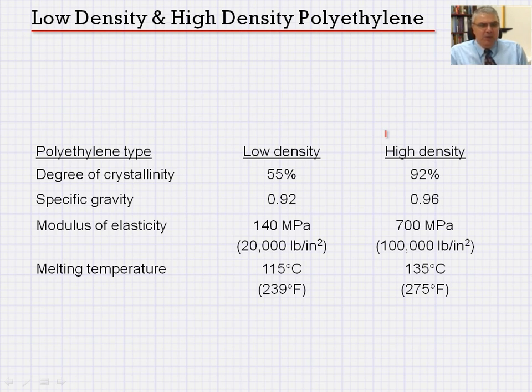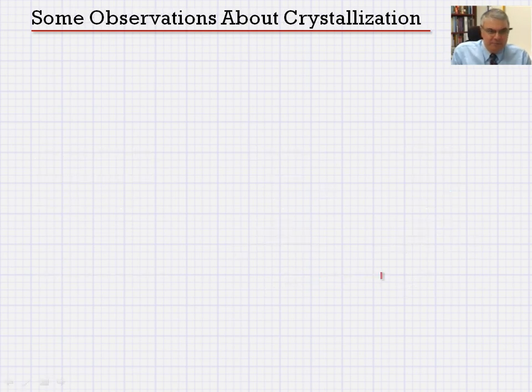An example is shown here. This is for the polyethylene type. As you can see, the degree of crystallinity is 55% for low density, and the degree of crystallinity for high density is 92%. The specific gravity is 0.92 for low density and 0.96 for high density, respectively. Modulus of elasticity would increase from 140 for low density to 700 megapascal for high density, and the melting temperature would also increase by about 20 degrees Celsius, about 40 degrees Fahrenheit.